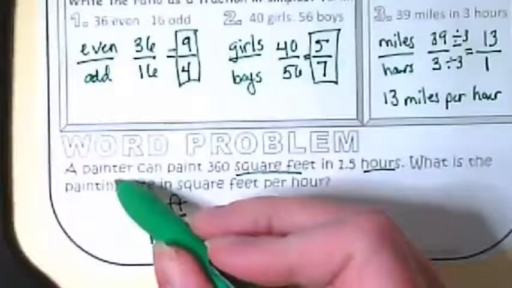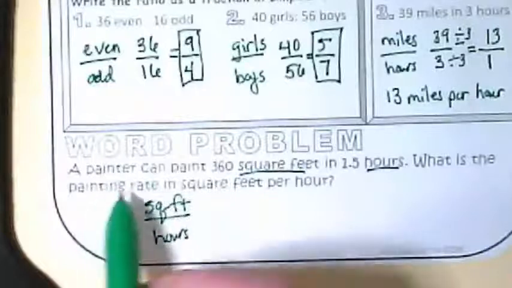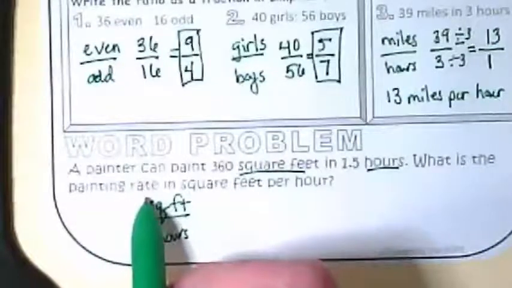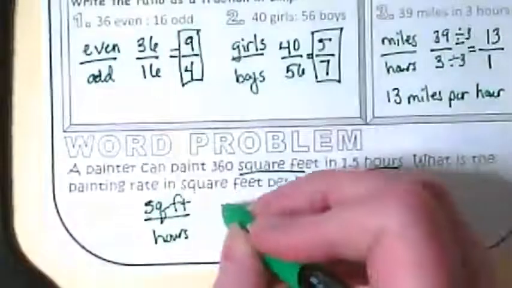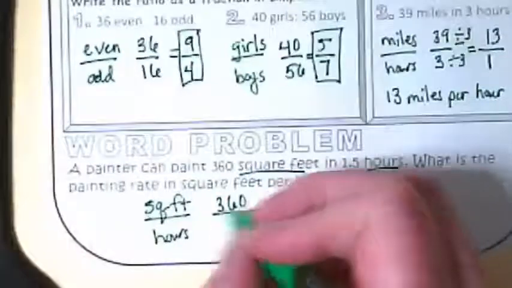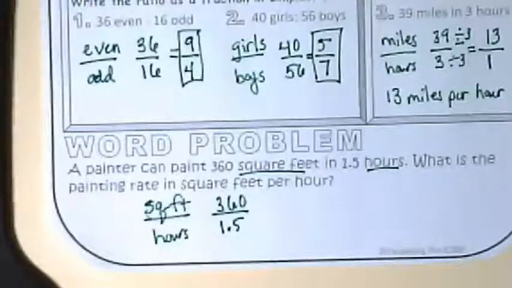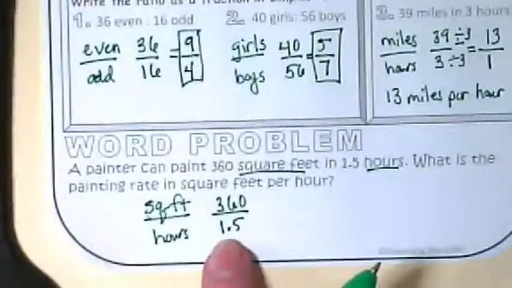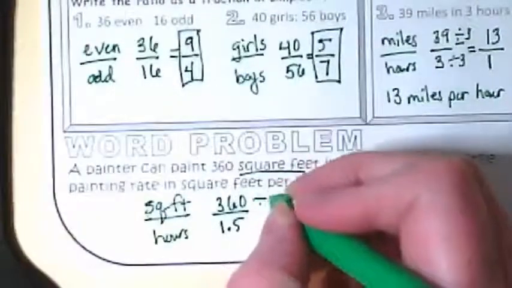I'm going to read it again because the first time I read it, I was looking for the two things so I could make my ratio map. The second time I read it, I'm looking for the numbers that go with those so I can make my ratio. A painter can paint 360 square feet in 1.5 hours. So I'm going to do 360 over 1.5. And now I'm going to read my question. What is the painting rate in square feet per hour? That means I need to get this 1.5 to be 1. So I'm going to divide both things by 1.5.